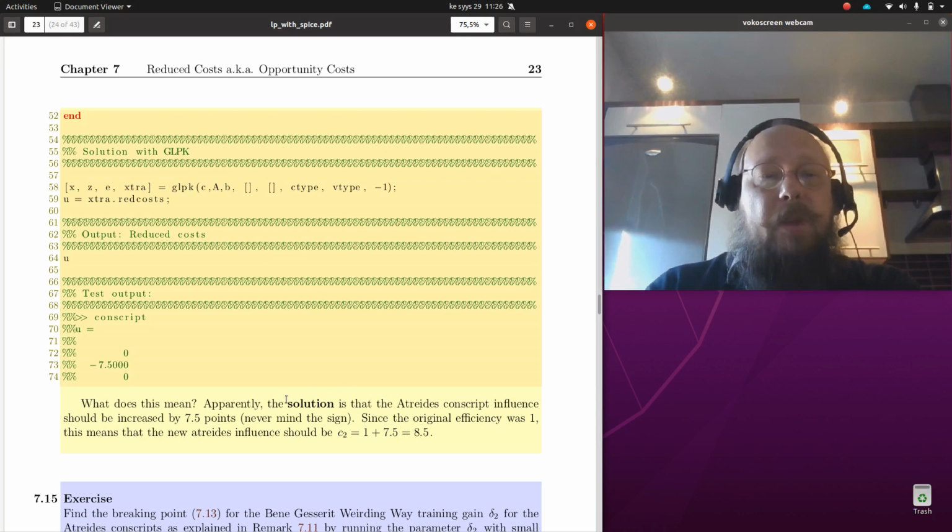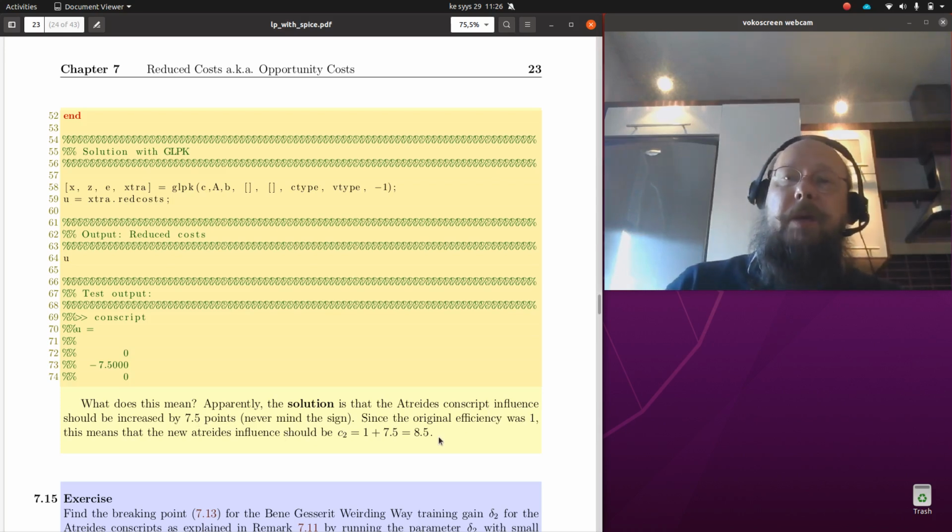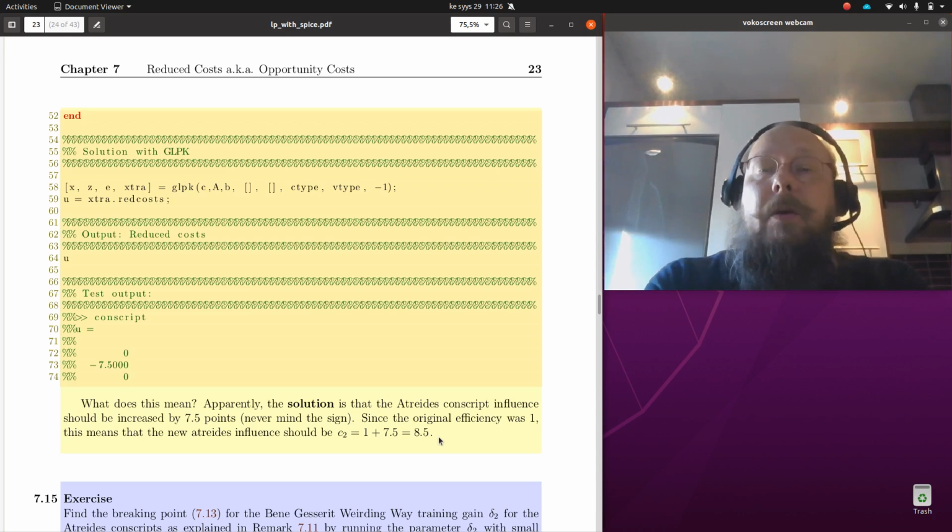Okay, so apparently the solution is that the original efficiency or influence was 1, so we have to increase it by 7.5 points to 8.5, and then it would make sense to have the Atreides conscripts in the rapid deployment force. And going back to the original problem, remember we were discussing starting negotiations with the Bene Gesserit, whether to make a contract with them to have the weirding way fighting technique training for the Atreides conscripts.